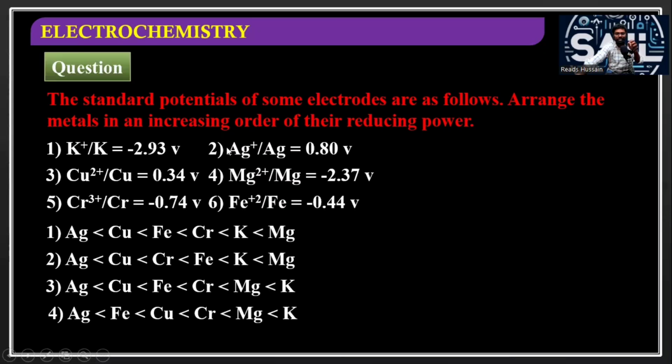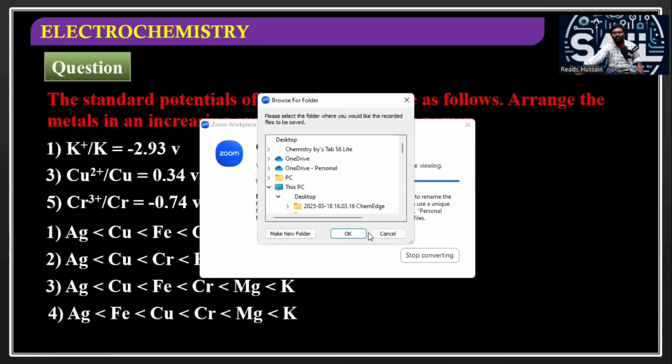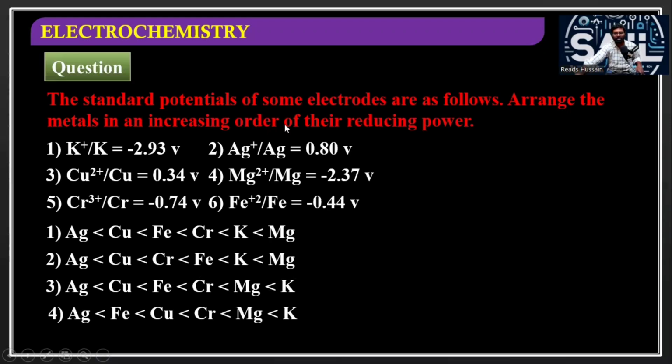Next, which one has the highest value? Silver. Reduction potential highest means it has the least reducing power, and it should be least. These 3 and 4 both are confusing. The first metal and last metal are the same, and you check the other metals. After silver, next highest value. Second. After silver, next highest value. See here, copper.